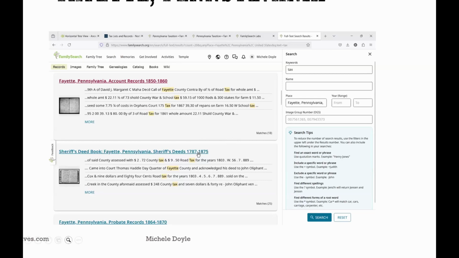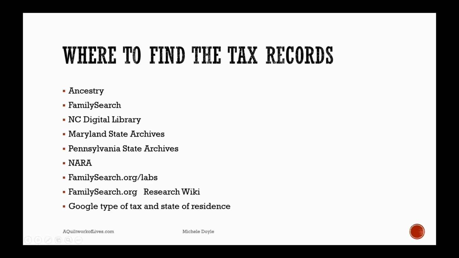The sheriff's deed book, 1787 to 1875. There's a county tax and a road tax. Fayette County, another road tax, another county tax. So there's lots of tax records kind of hidden away in places that we might not think to look at. So the slide I had before was where you can find laws, places that you would go to try to find the law on how these taxes were created and what they were for and ages and all that sort of good stuff.